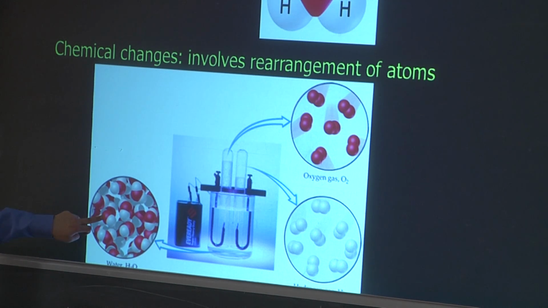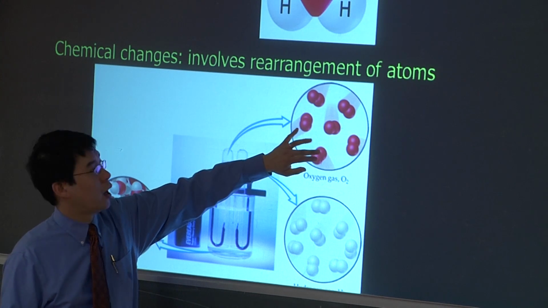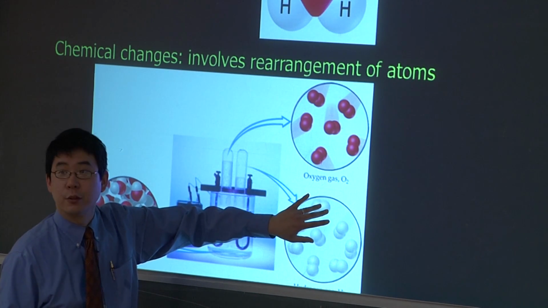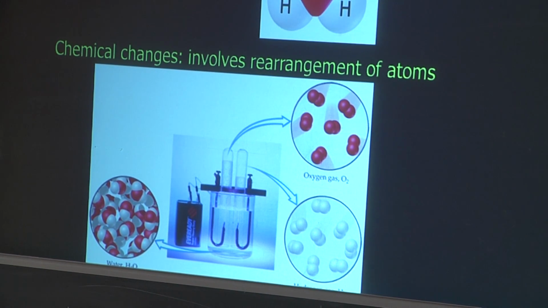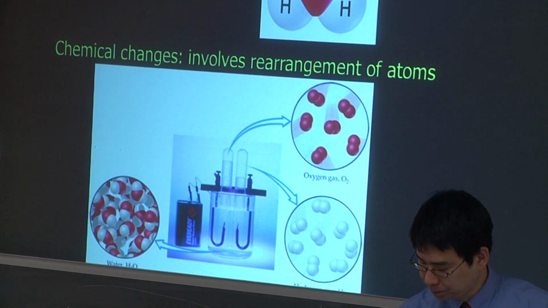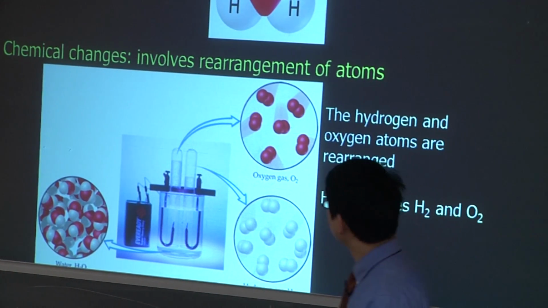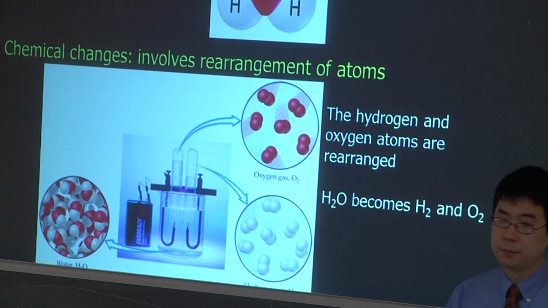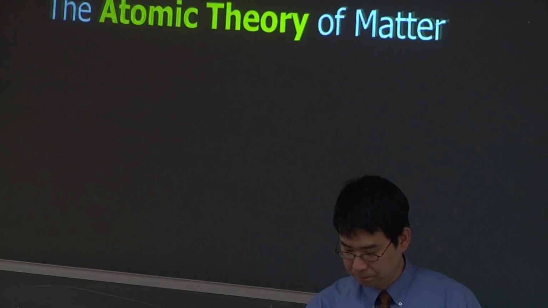The water that you start with has one oxygen and 2 hydrogens. What you get at the end is oxygen, O2, and hydrogen, H2. The atoms have rearranged themselves. And they're quite different now. Questions? Okay.